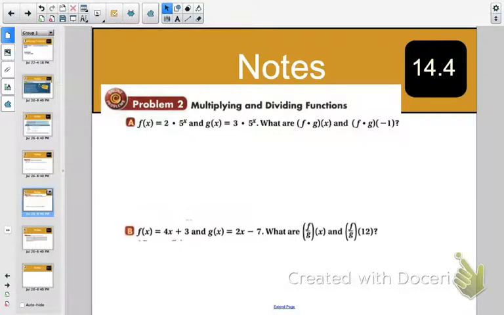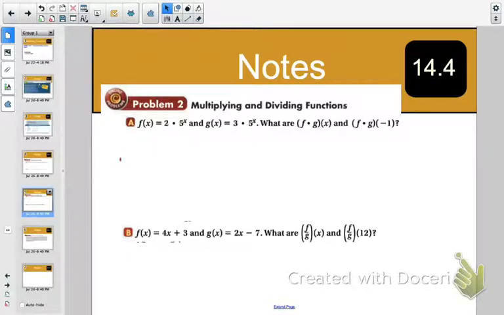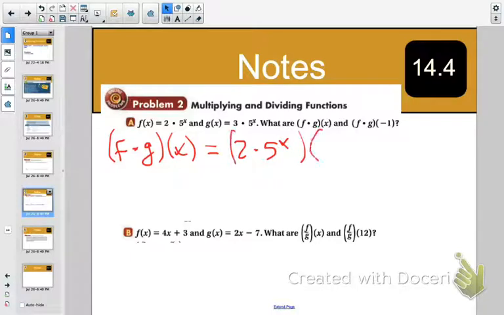Okay, multiplying and dividing, same concept. Again, we have these exponential functions, so this will be a little bit more algebra, but that's okay. So we're doing f times g of x, which is going to be 2 times 5 to the x times 3 times 5 to the x. And when you're multiplying exponential functions, you can multiply the constants together, the 2 and 3. So we get 6 here.